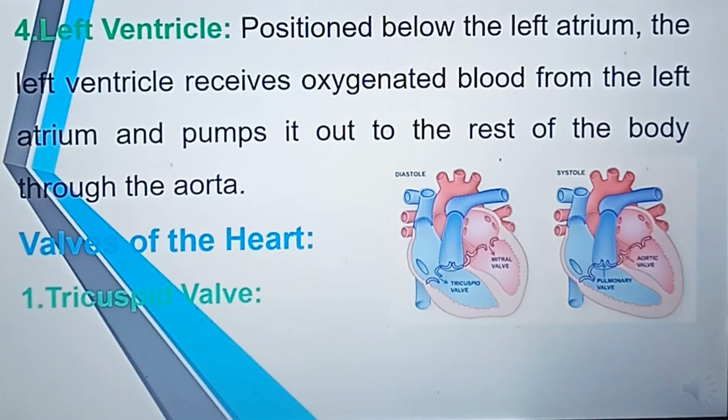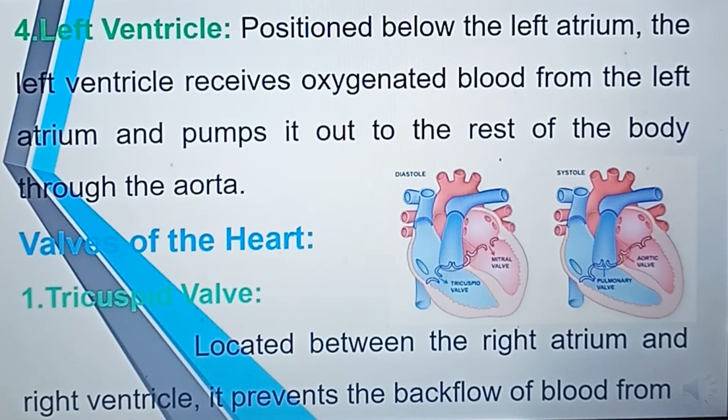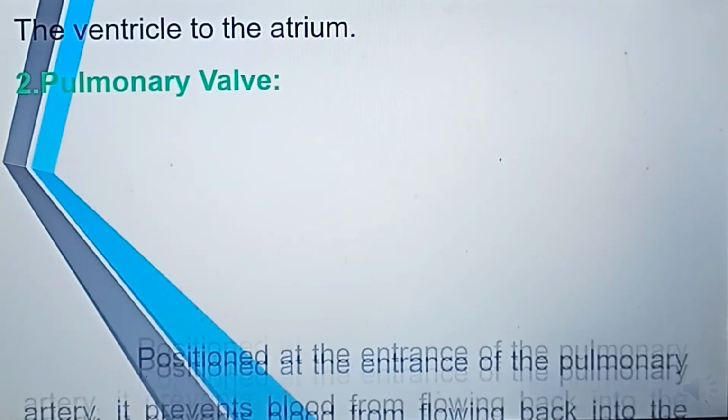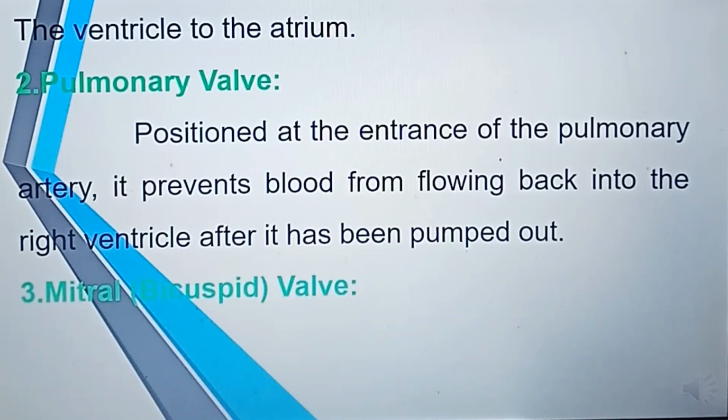Valves of the heart. Tricuspid valve. Located between the right atrium and right ventricle, it prevents the backflow of blood from the ventricle to the atrium. Pulmonary valve. Positioned at the entrance of the pulmonary artery, it prevents blood from flowing back into the right ventricle after it has been pumped out.